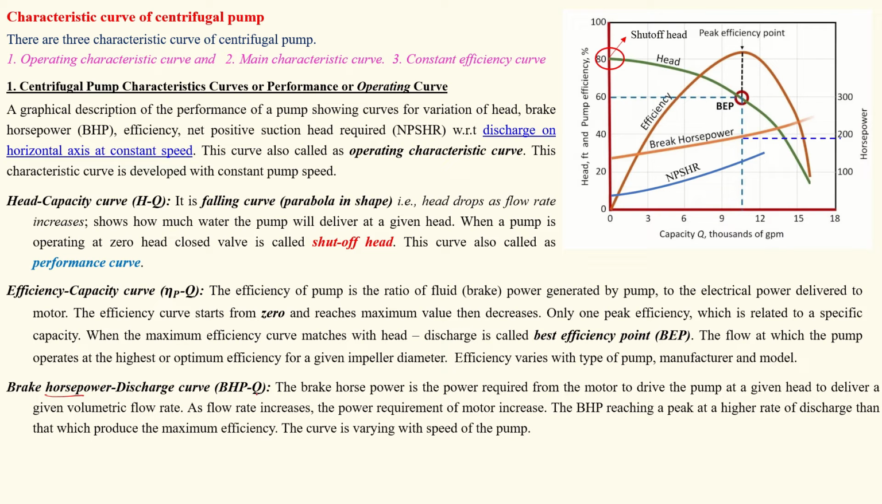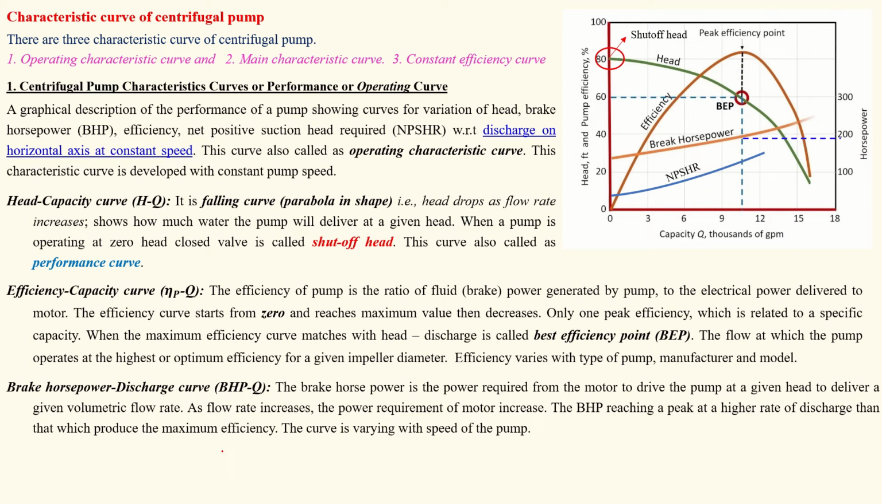So as the flow rate increases, the power consumption of the motor also increases. Very simple. If the discharge increases, the flow rate increases, and the power consumption of this impeller will also increase, but not that drastically steep. This will increase very slowly. The brake horsepower reaches the peak at a higher rate of discharge than the one which produces the maximum efficiency. What does it mean? Even though the brake horsepower increases after the peak efficiency, and here also there is maximum discharge, the efficiency of the pump will reduce.